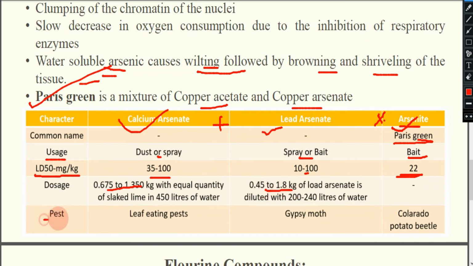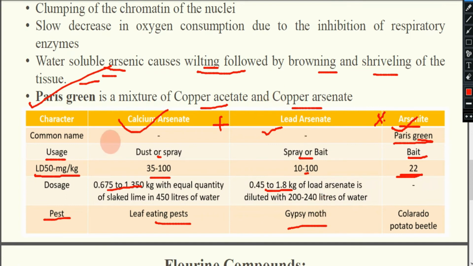Okay, what is the target pest? Leaf eating pests in case of calcium arsenate. Lead arsenate is used against gypsy moth, again caterpillars. Then arsenite is against the Colorado potato beetle, as we already discussed in the case of Paris green arsenite. So these are all about the arsenical compounds, and these are very important from the exam point of view.